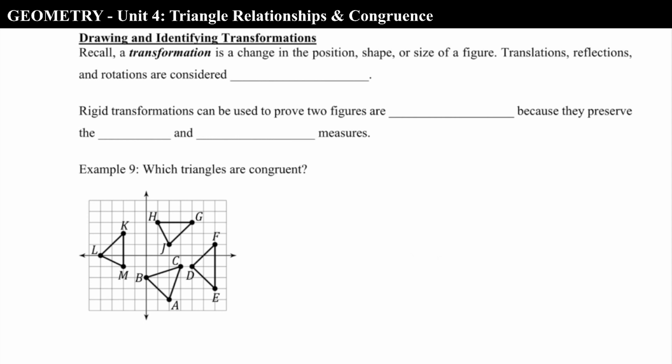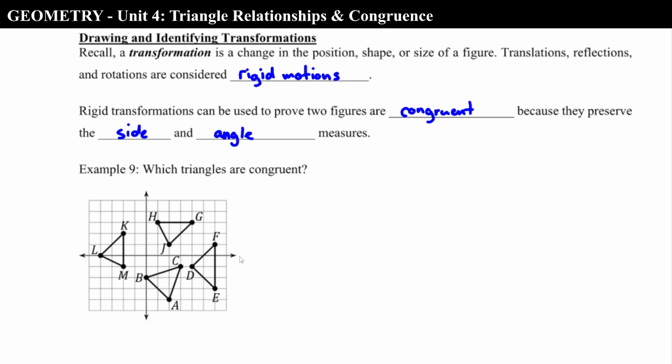All right, now let's move on to drawing and identifying transformations. Recall, a transformation is a change in the position, shape, or size of a figure. Translations, reflections, and rotations are considered rigid motions. We call them rigid motions because the size of our figure does not change. Okay? So, a rigid transformation can be used to prove 2 figures are congruent because the size doesn't change. They preserve the side and angle measures, both.